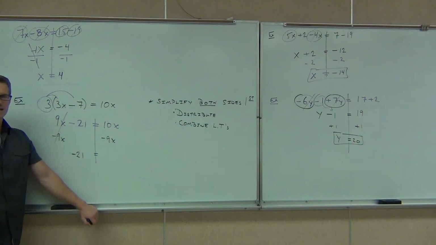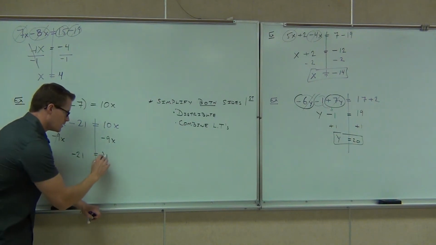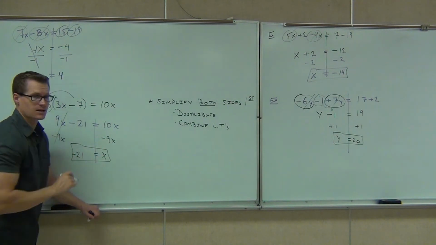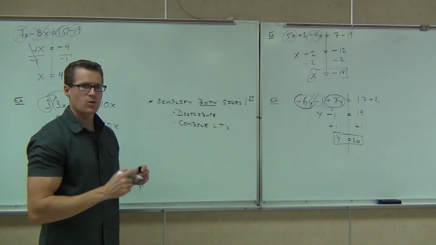On the right-hand side, 10x minus 9x gives you x. Do you need to do any more work? No. You're done. x is negative 21. That's kind of nice. Why don't you try one of these on your own, okay?